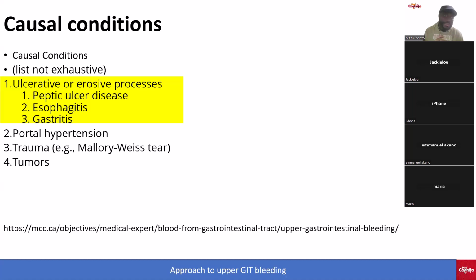Number one, ulcerative or erosive processes like peptic ulcer disease. If I were you, I'd write it down. I'll make sure I master peptic ulcer disease. And in MedCognito, you realize that we've already dealt with peptic ulcer disease for you. Esophagitis as well must be dealt with. Gastritis. These three topics, you must master them. Number four, you must master portal hypertension. Number five, you must master Mallory-Weiss tears. Number six, you must master tumors of the upper GI tract, like esophageal cancers, stomach cancers. So this gives you something like topics you need to master, a study plan.